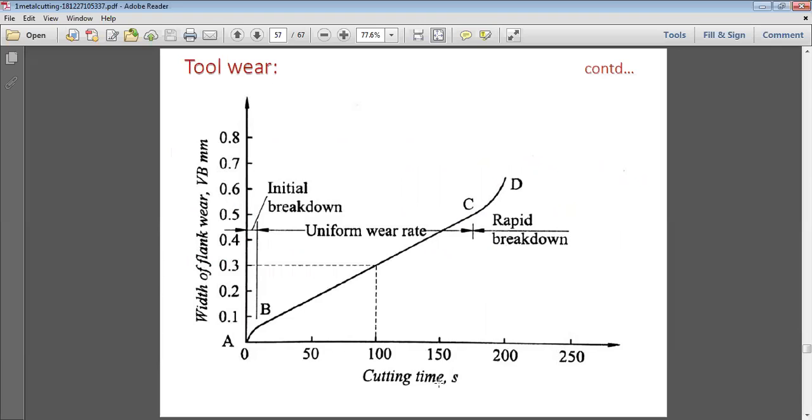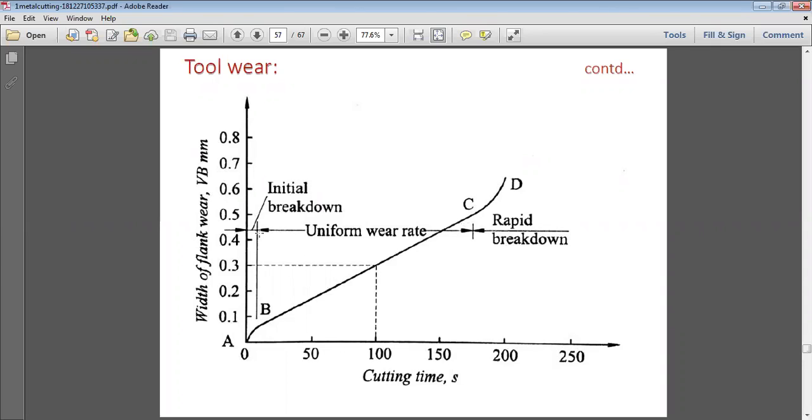So this is the initial breakdown, clear. With the cutting time and with the width, there is an initial breakdown, and that is the lower width at the same flank. From point A to B, it is normally the initial breakdown of the flank. Then it goes on at a uniform rate, slowly with the cutting time. So from B to C, it goes at a uniform rate.